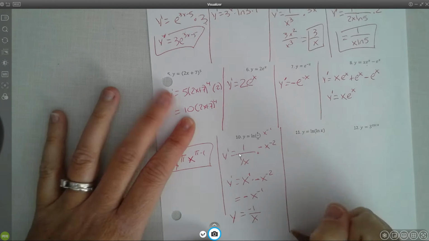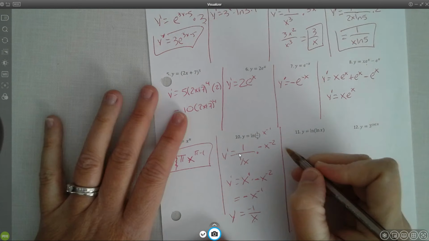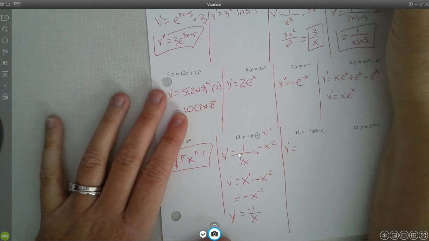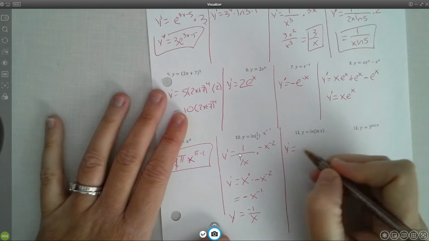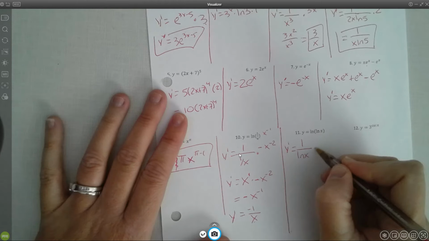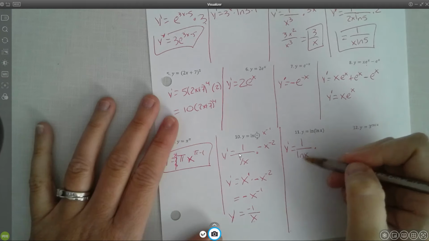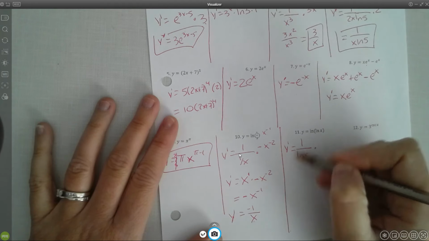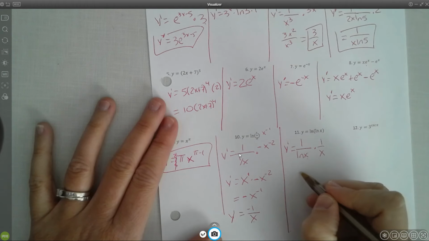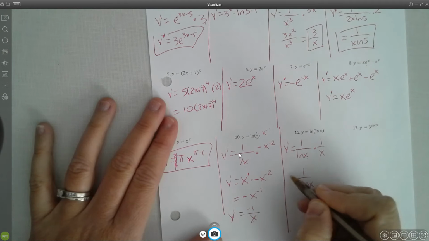So then this right here is the ln rule. So I'm going to have 1 over my u times the derivative of my u. So then I have to take the derivative of ln of x. So it'd be 1 over x. And the derivative of x is just 1. So typically we would write that as 1 over x ln of x. That's your derivative.